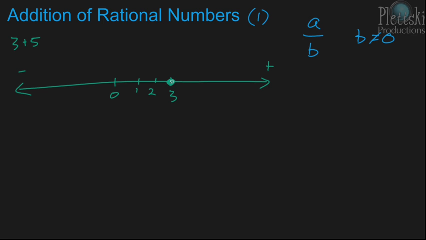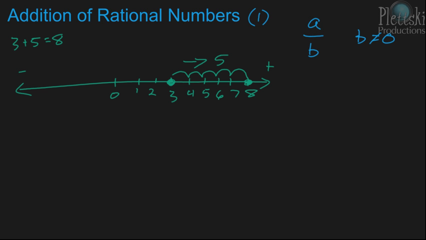So we start at 3, and we have to go to the right 5. So we start at 3, and you go to the right 5. 1, 2, 3, 4, 5. And that's where we end up. So 3 plus 5 is going to be 8. We start at 3, and we go to the right 5, and we end up at 8. So 3 plus 5 equals 8.